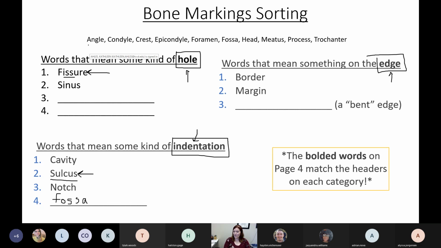Let's look at our list over here. We didn't do angle yet. We didn't do foramen. We didn't do meatus. We didn't do process. So those blanks you have left on your list, it's these 4 words. We got to figure out where those 4 words go to. And that skull labeling activity will help you with doing that.